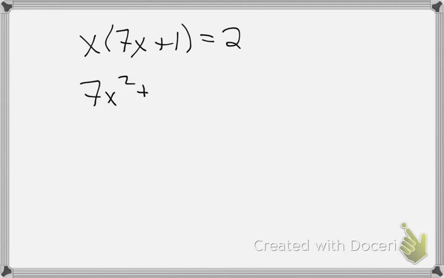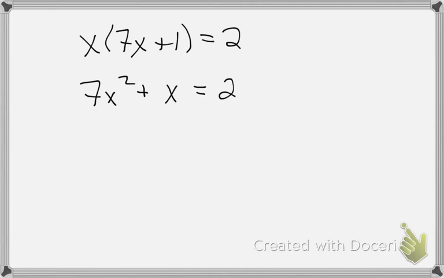Let's try one more that we've already done. If I give you x times 7x plus 1 set equal to 2, how could I solve this? This is bad factoring because it's not equal to 0. So that means 7x squared plus x equals 2. Then what would I do?